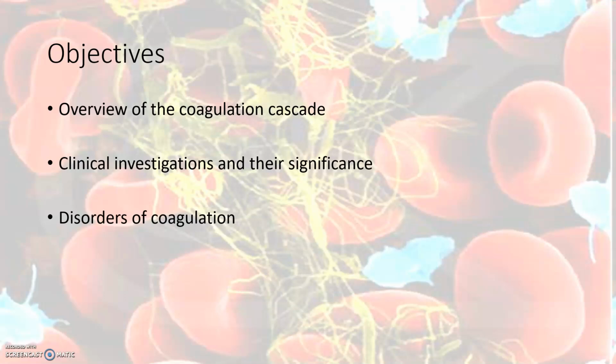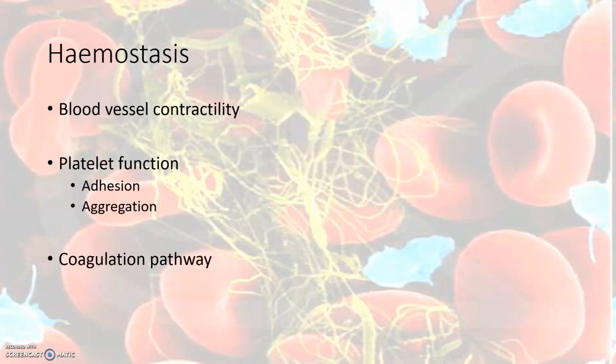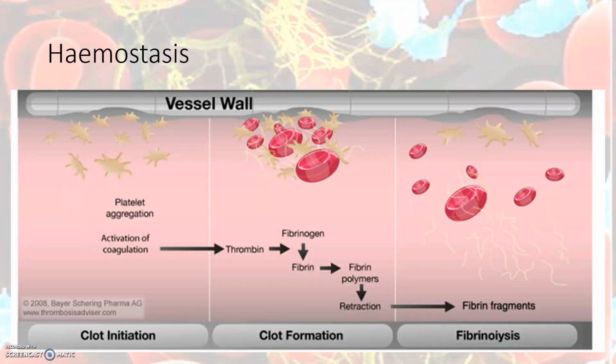So we're going to just have an overview of the coagulation cascade, talk about a couple of the clinical investigations, and just briefly mention disorders of, well, hemostasis in general, not just coagulation. So when we think about hemostasis, there are three aspects to hemostasis, which is the blood vessel, the platelet, and then the coagulation pathway. And we're going to talk very briefly of each of these.